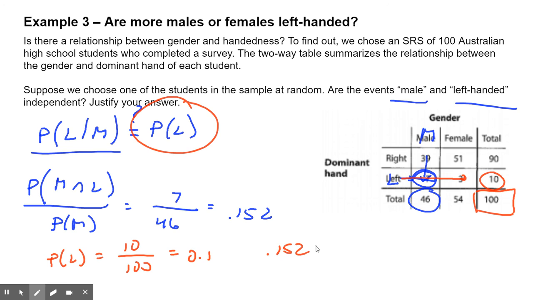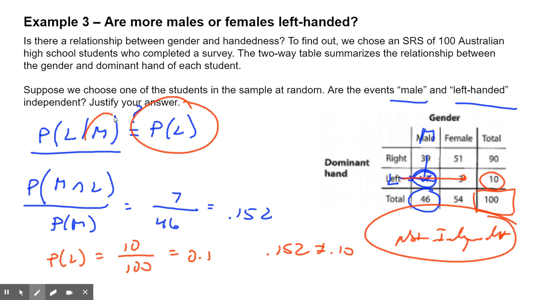These two numbers are not the same. So because they're not the same, these two events are not independent. And what this means is being male does have an influence on whether you're left-handed based off this data. That's what it means. So being male does influence left-handedness.